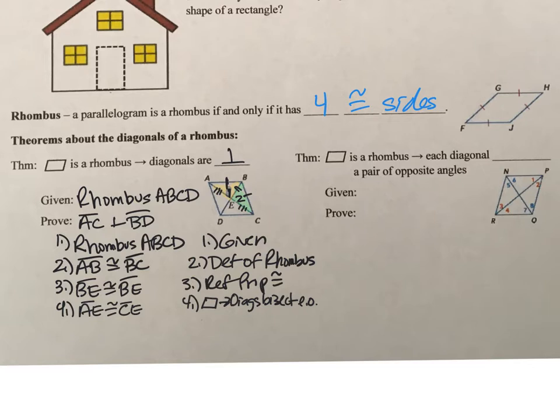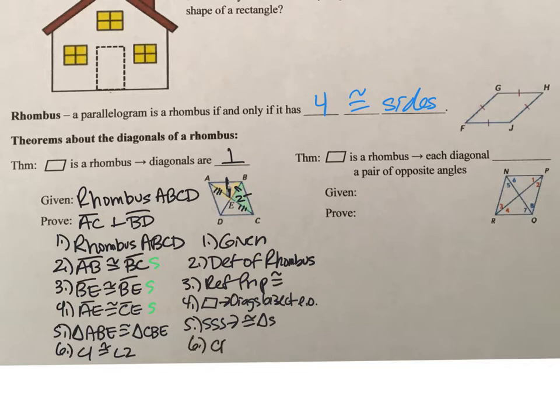All right, so if we were keeping track, we would see that we have three pairs of congruent sides. So that's enough to conclude that the two triangles are congruent. So we're going to say triangle ABE is congruent to triangle CBE. And the reason is because side, side, side implies congruent triangles. Once those triangles are congruent, then we can say that angle 1 is congruent to angle 2 by CPCTC.